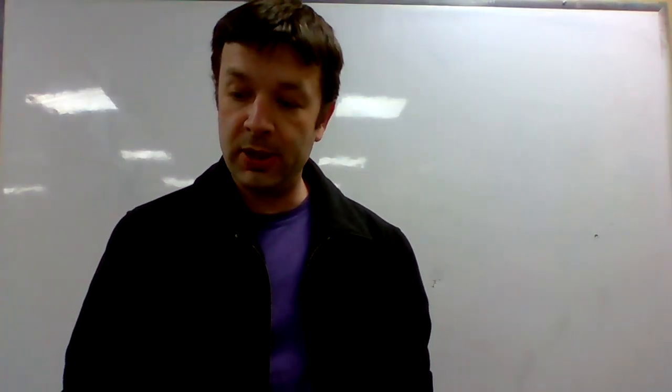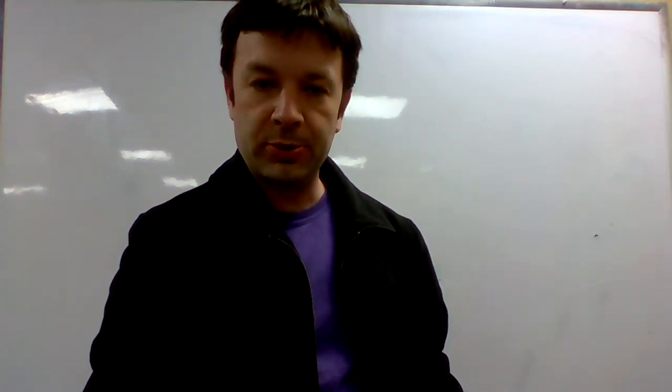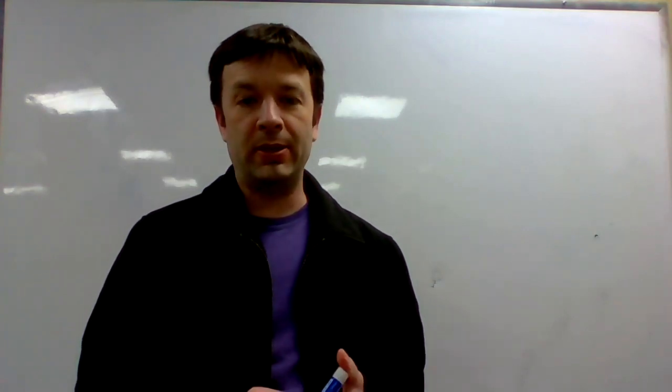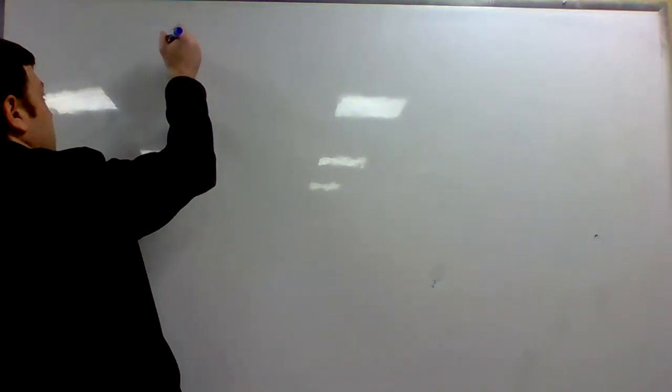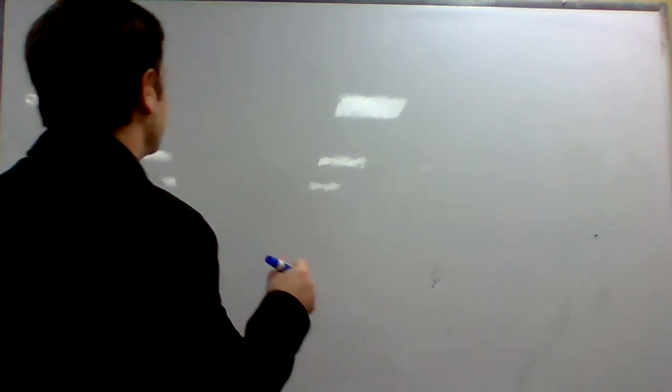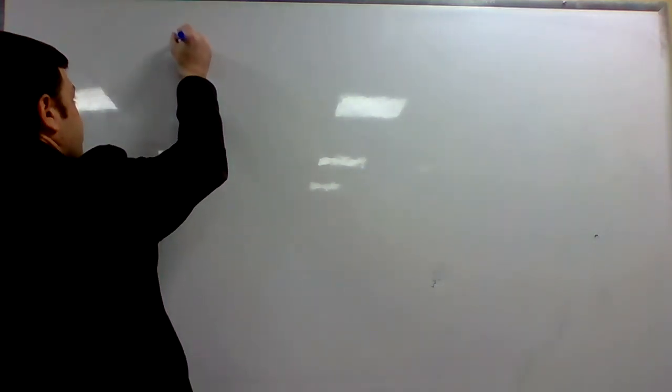Okay, this is page 606. We are doing 1 through 23 on this one. And okay, so we are multiplying with exponents. Let me do an example, not in your book, so I'm just going to put this up real quick.